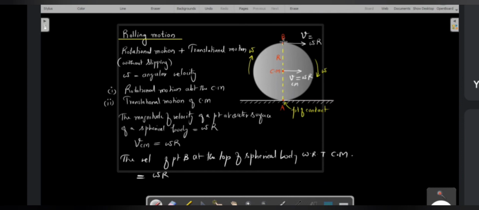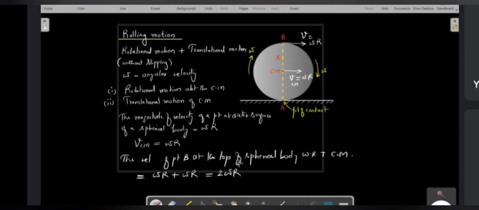And we are finding the velocity of point B with respect to the center of mass, right? The center of mass is already in motion with a velocity of omega r, and point B is also moving with omega into r. So I will have to add the velocity of the center of mass also. So the velocity of point B is omega r plus, since the center of mass is also moving with omega into r, the total velocity of point B will be 2 times omega into r.